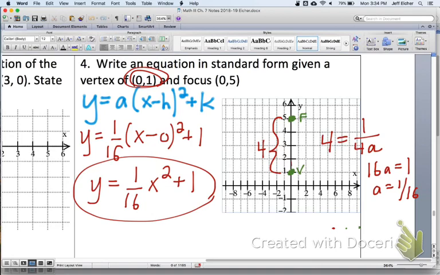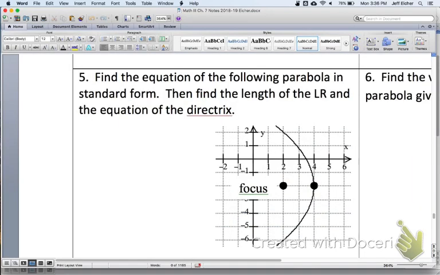Let's look at number 5. Alright, number 5, something changes. We have a parabola, but it's opening to the left. Notice the focus is to the left of the vertex. The focus is always captured inside the parabola. So here's the parabola, it's chasing the focus. The focus is always inside. You'd never see a parabola where the focus is way out here. Something's wrong.